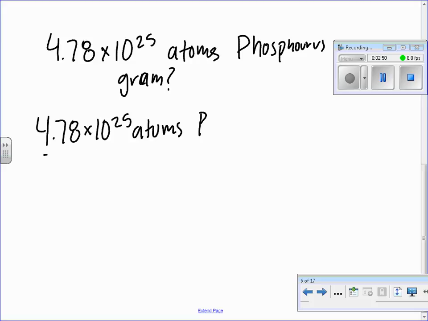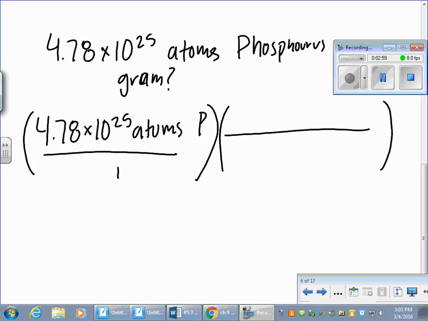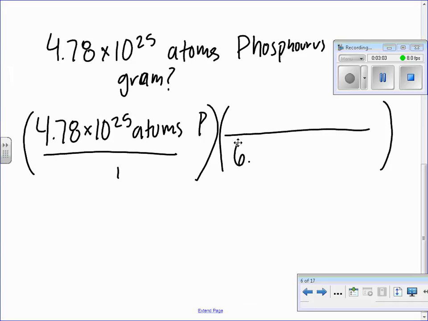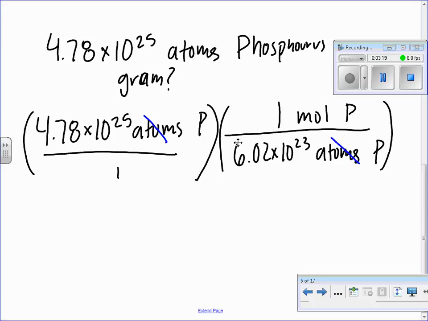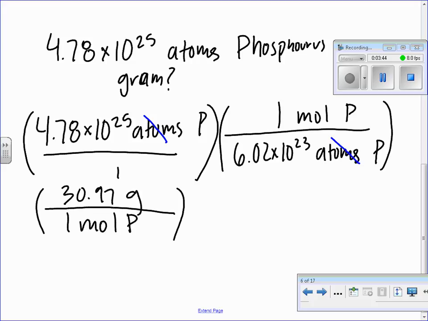Atoms of phosphorus. Remember, that's what was given, so we're going to put that over 1. And let's convert. So we need number of atoms to convert to moles. So we've got 6.02 times 10 to the 23rd atoms of phosphorus. We want to label everything. And this is per 1 mole of phosphorus. Let's check our units. We got rid of atoms. Now we have moles. Let's get rid of moles. So we're going to put moles on the bottom. So 1 mole of phosphorus. And that's when we look at our periodic table and look for the atomic mass. Now the atomic mass is the same as the molar mass. So we look at phosphorus and mine says 30.97, but about 31 grams per 1 mole. So grams of phosphorus.